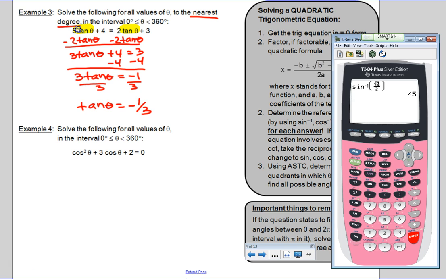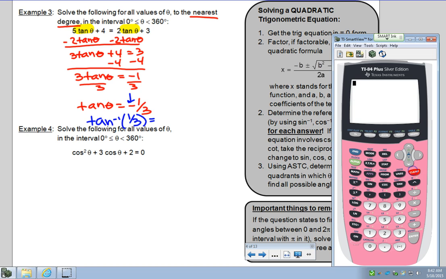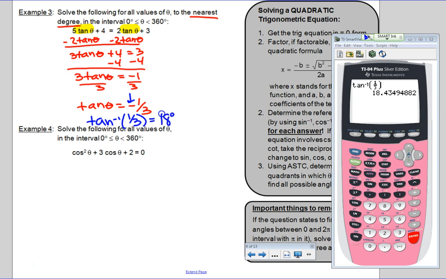All right, so now that we know what the tan equals, we're going to do tan inverse. And remember, +1/3. I don't care about the negative right now. I need to know what that reference angle is. Okay, so tan inverse, and I will expect a not pretty answer because of that rounding issue. So I get 18.4 degrees, so that's 18 degrees. All right, making my ASTC.